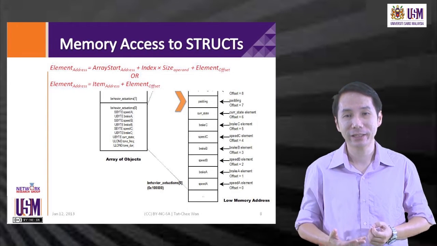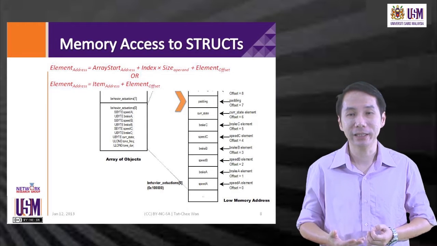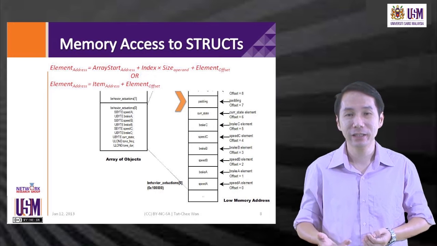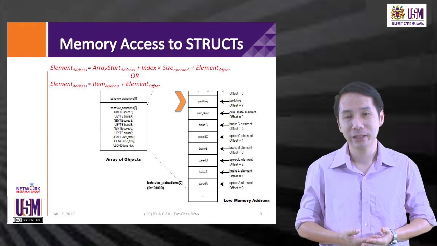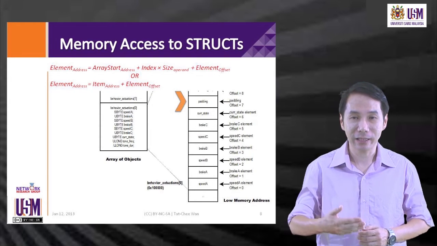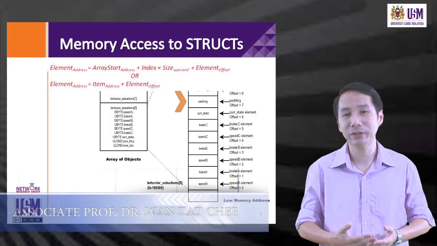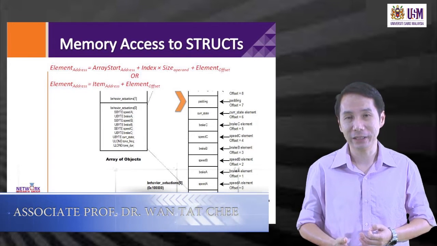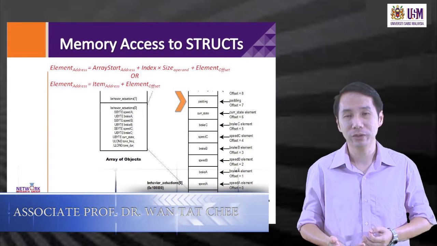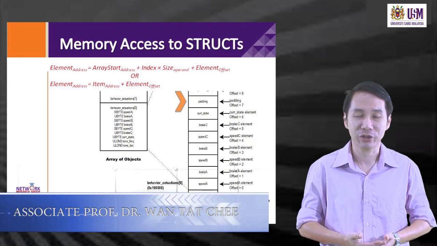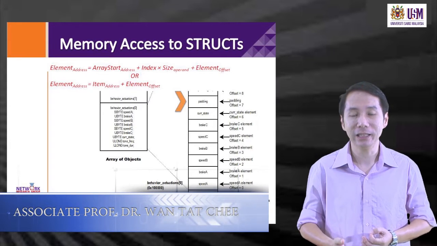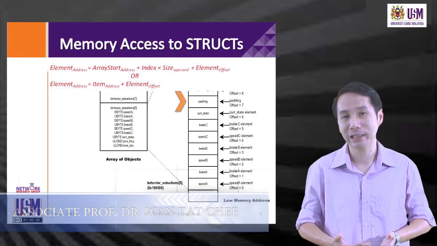So we can find out the starting address of an item by multiplying the index number with the operand size, which is 16, to give us the offset into the array start address. After that, given the starting address of the item, we would then add to it the offset of the given element. For example, the speed B element is at offset 2, which is the third byte in the structure. This will give us the ability to access the specific element in a given structure one at a time.